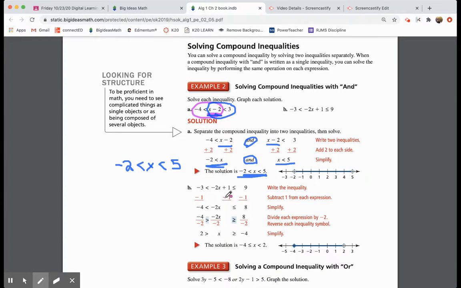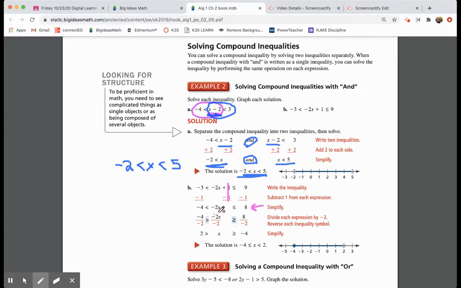So we are going to subtract this 1 from all sides of the inequality. So we have to do it 3 times. -3 minus 1 more is -4. I still have less than -2x. This canceled. 9 minus 1 is 8. So here is now our inequality. -4 is less than -2x is less than or equal to 8.